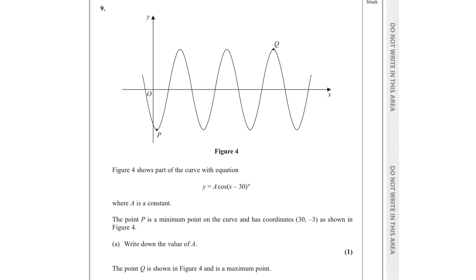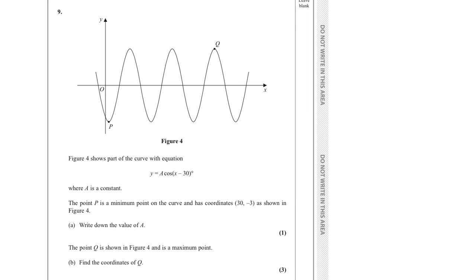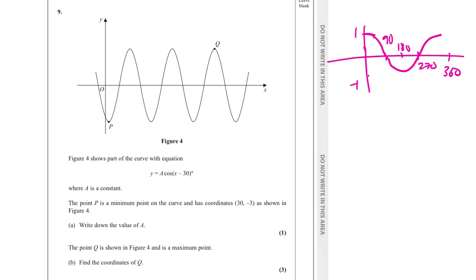Okay, question 9. The figure shows part of the curve with the equation y equals A cos x. First of all, we know this is cos, right? So I'm just going to remember the cos graph. It looks something like this. We know it's at 1 and minus 1, with 90, 180, 270, 360. I should make sure I know where everything is.